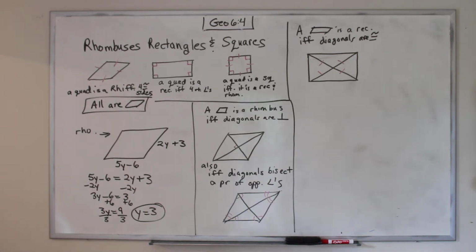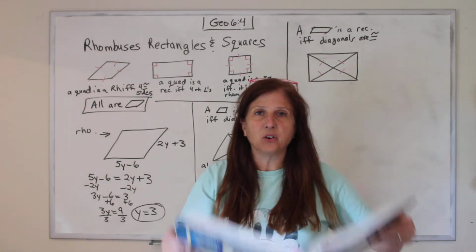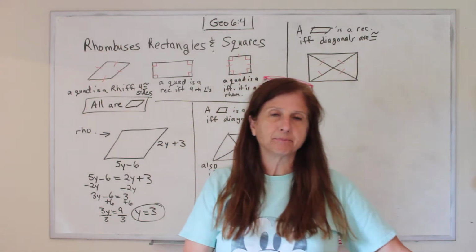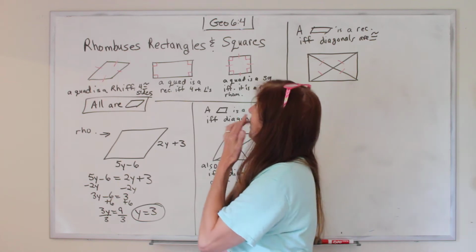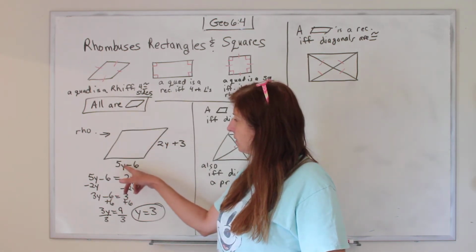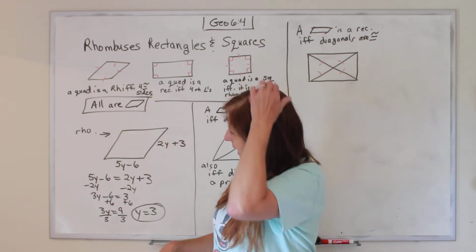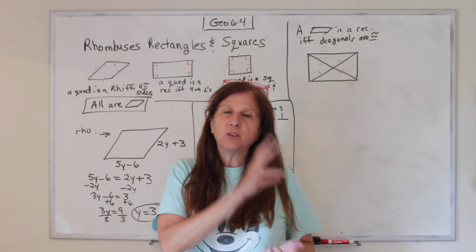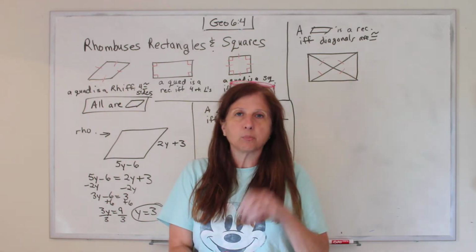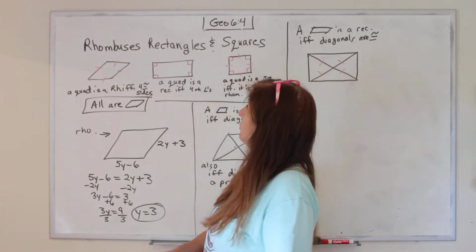Welcome back to Geometry, Chapter 6, Section 4 in this book. So what we've been talking about is parallelograms. If these two sides are parallel to each other, and those two sides are parallel to each other, then it's a parallelogram. And we've been learning facts about parallelograms and ways to prove it. Now we're going to talk about some special parallelograms.